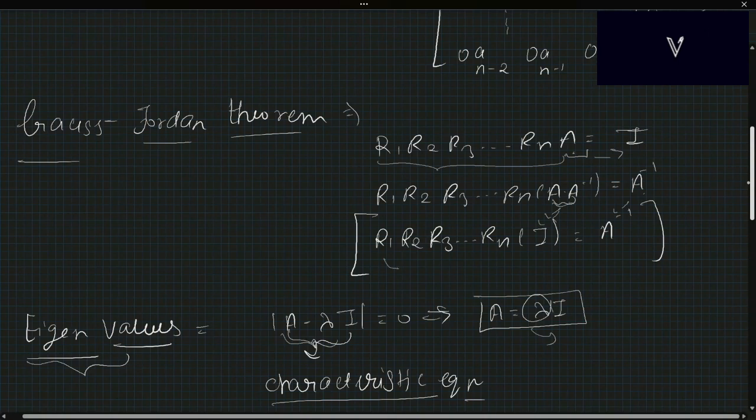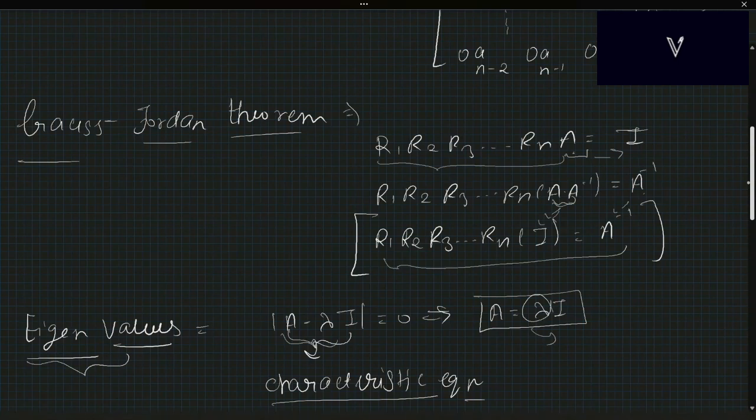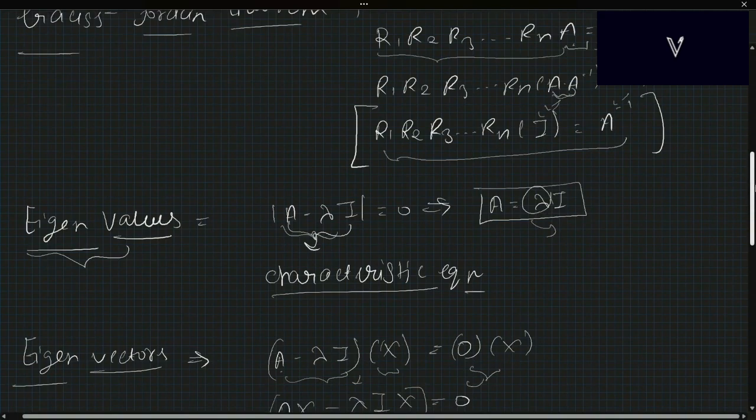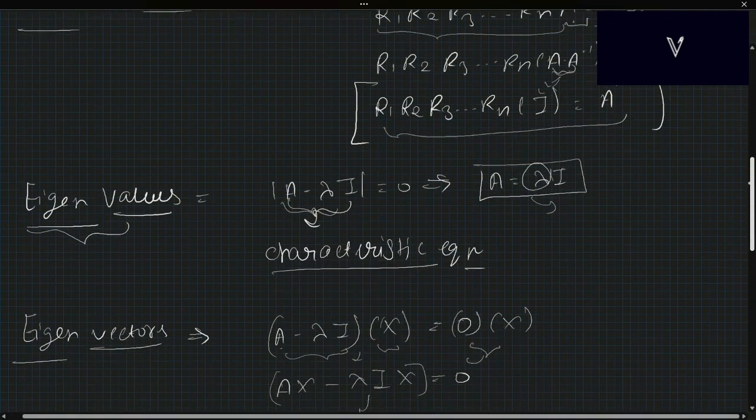So our resulting equation means that the transformations we did on A, if we do them on I, will give us A inverse. Isn't that easy? Yep. Now, eigenvalues.